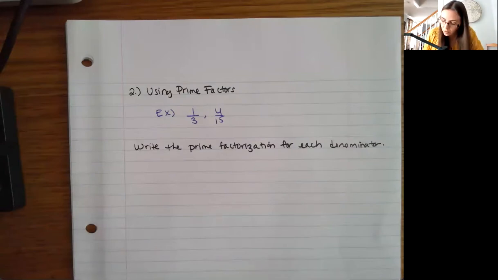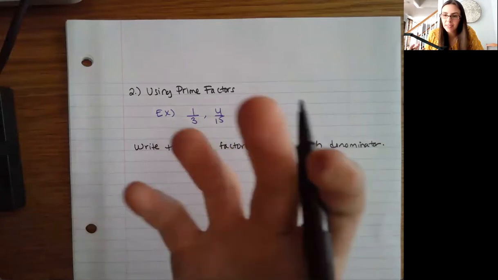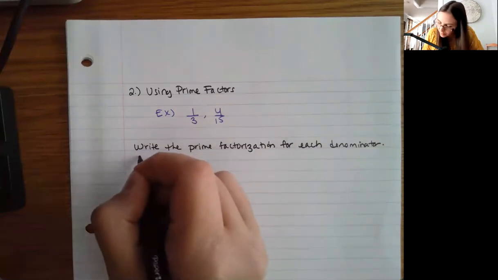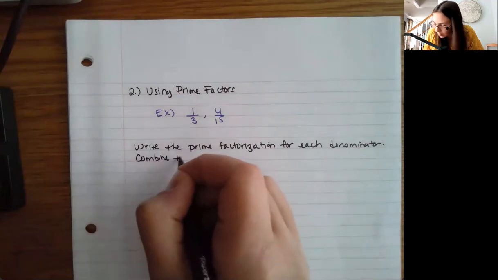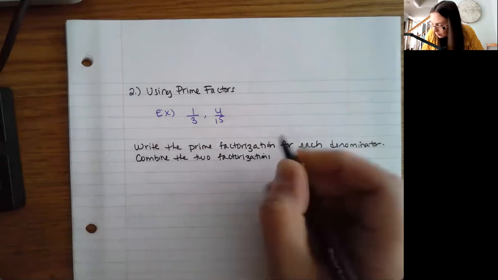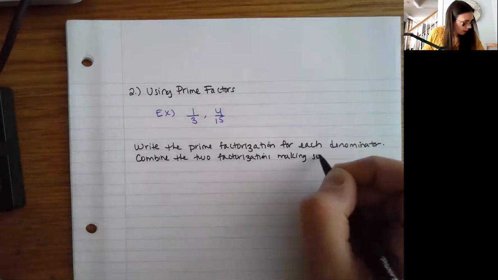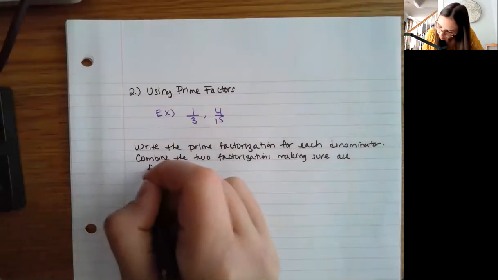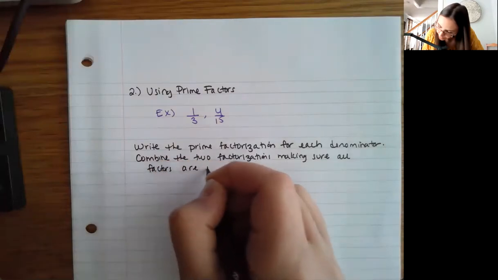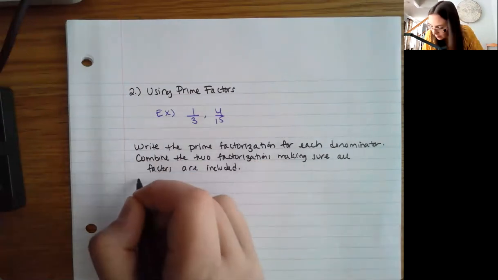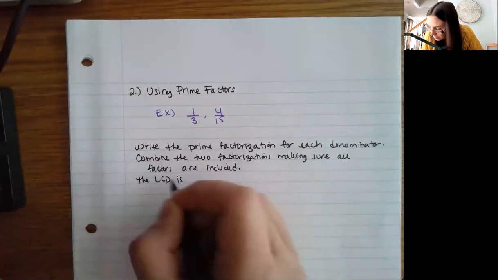Okay. Then you're going to basically combine those two prime factorizations together, making sure all factors are included. So I'm going to write like this: combine the two factorizations, making sure all factors are included. And then the LCD is this combination.